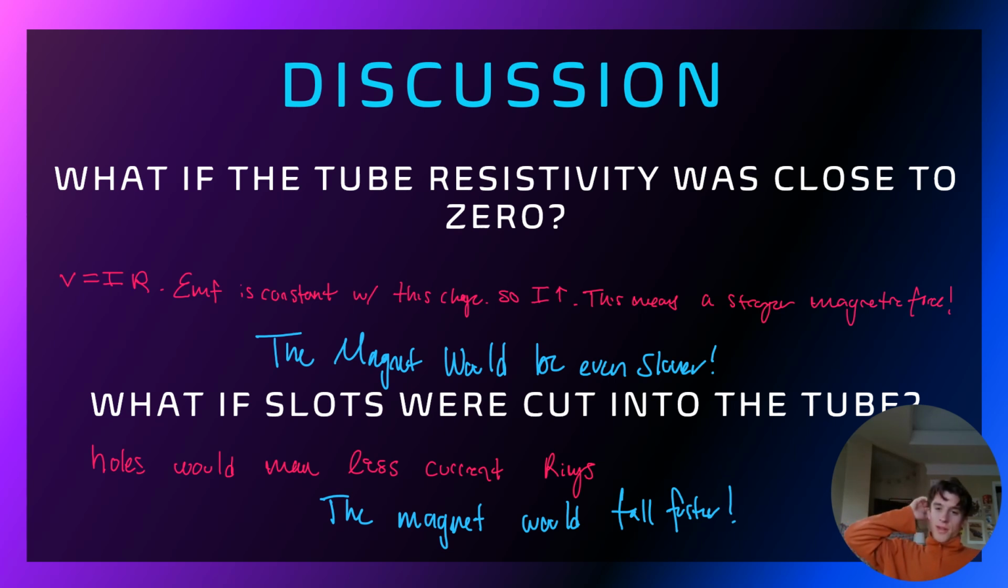And then what if slots were cut into the tube throughout the whole tube? This would mean that there are fewer current loops going around, and this basically would weaken the magnetic force that the induced current creates, meaning the magnet would fall faster.